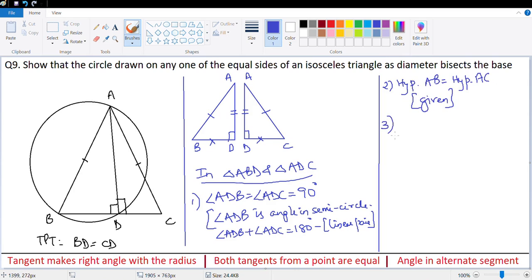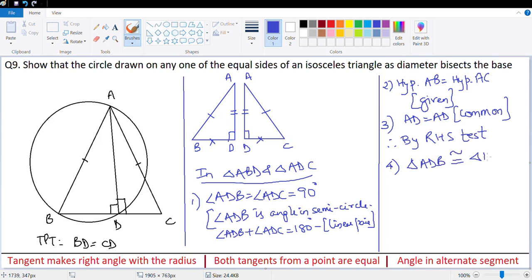Number 3, AD is equal to AD. This is common side, which means therefore by RHS test, triangle ADB is congruent to triangle ADC. What this means is BD is equal to CD, CPCTC. Hence proved.